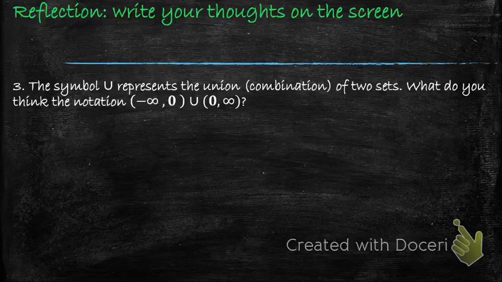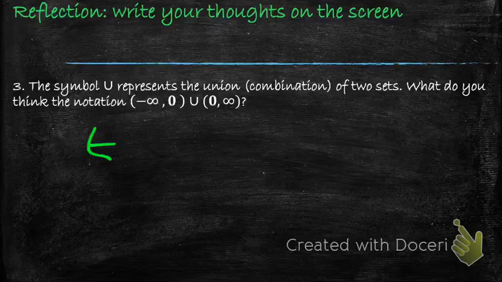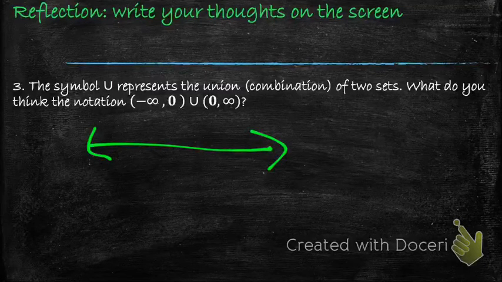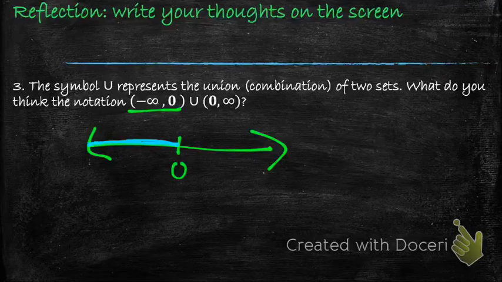Okay. The symbol U represents the union and combination of two sets. What do you think the notation negative infinity to 0, unioned with 0 to infinity, means? Let's just plot the only number that we see here as 0. Okay, and let's think about this for a second. What does that mean? How do we sketch that on this number line? Well, this is saying that negative infinity is the smallest number, meaning furthest left, and 0 would be the largest. So that would shade all of this. And we would put an open circle here, because there's a parentheses right here.